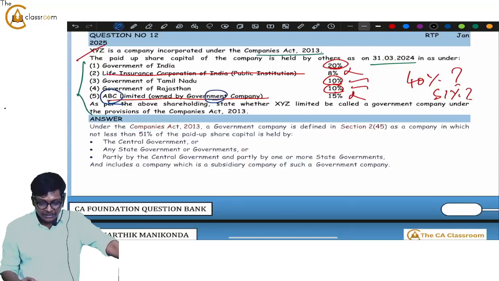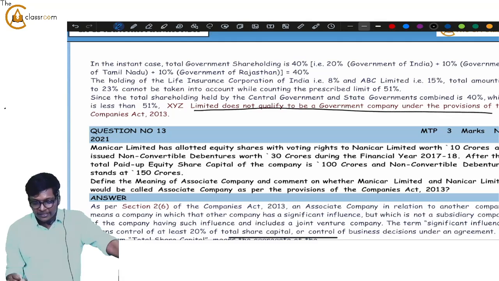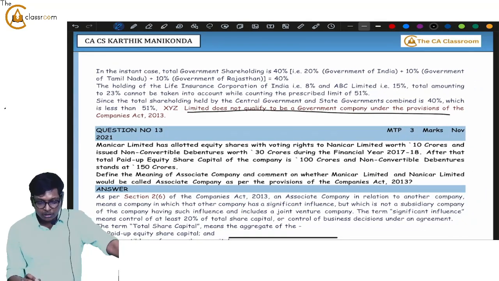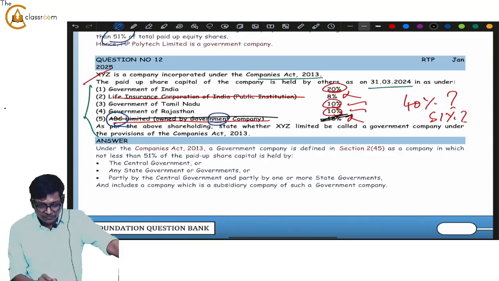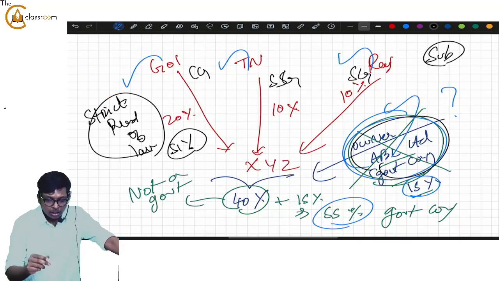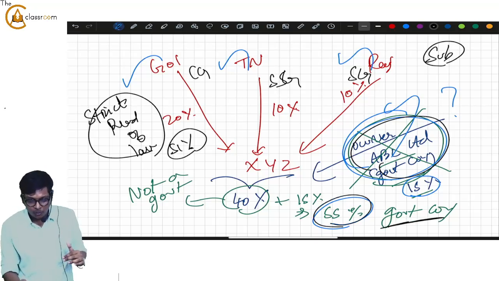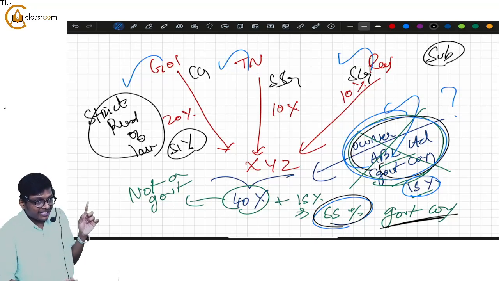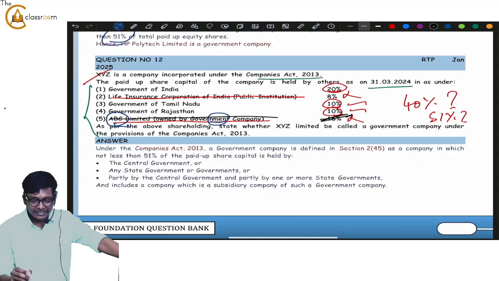So keeping that in mind, look at this. XYZ will not qualify to be a government company because it has only 40%. You cannot include this 15%. This is subject to interpretation. Logically you will say, yes sir, take 55%, government has control. But as per definition, it's not a government company. Are you getting it, guys? Five years back, how would they ask the exam? Define government company. We escaped. Now they're asking you a case study. So be very clear with the definition.